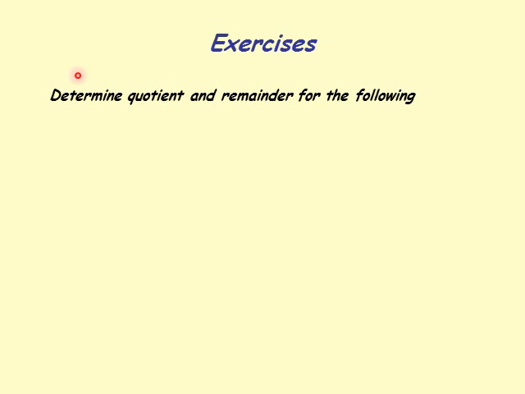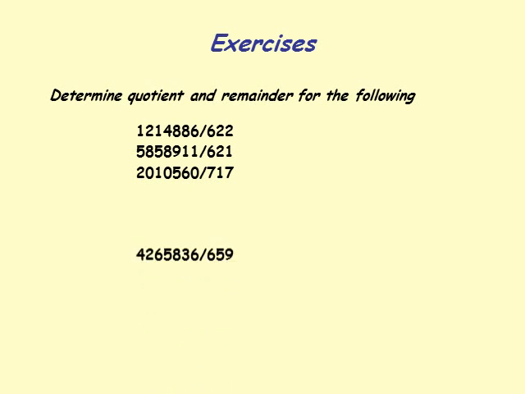Some exercises now. Determine the quotient and remainder for the following, and if we care to, also decimalize to two places. The first example is 1214886 divided by 622. The next exercise is 5858911 divided by 621. If you find the numbers too large, just drop a couple of digits on the right from the dividend. Then 2010560 divided by 717, and some more.